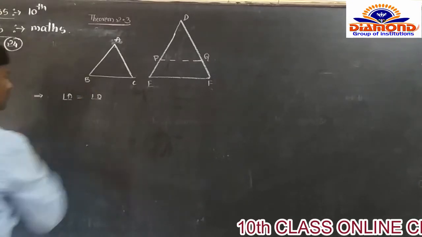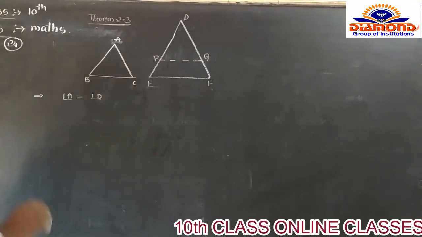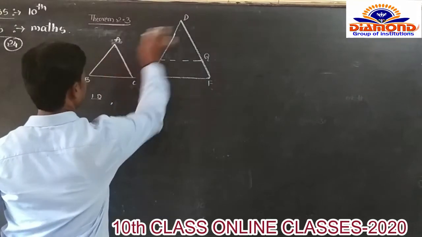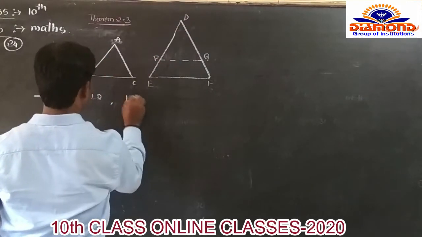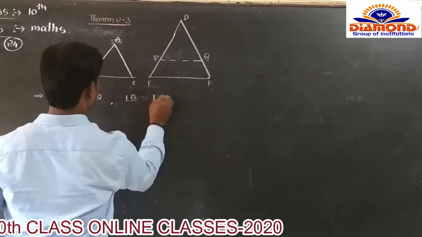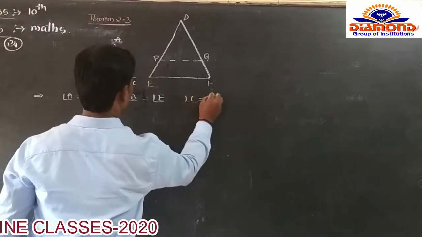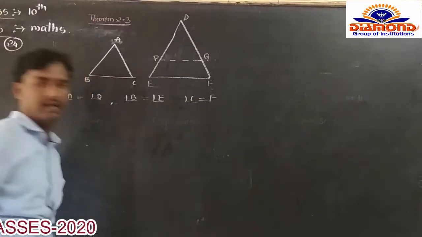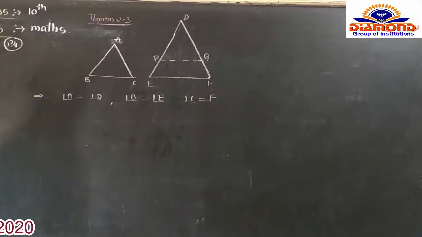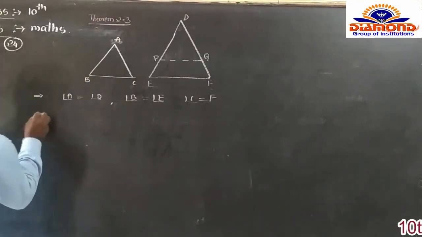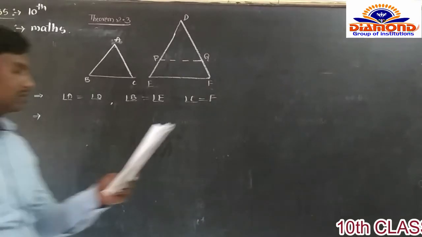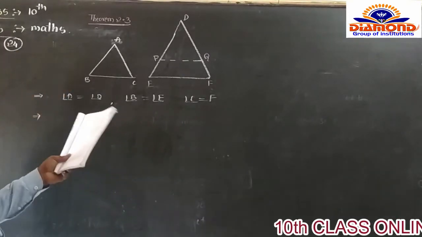Angle E is given. The corresponding angles are equal. This angle is equal to this one, and angle B is equal to angle E, and angle C is equal to angle F. All sides are equal. Then we can say here, these three are equal now. So DP by DE.